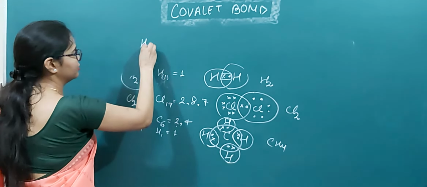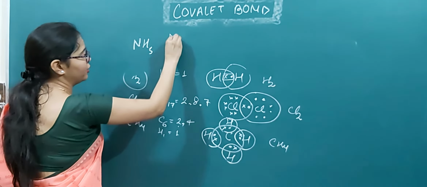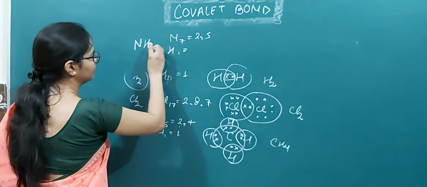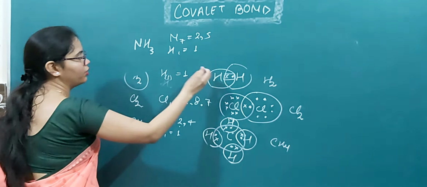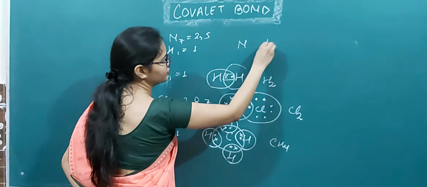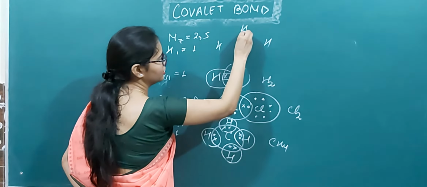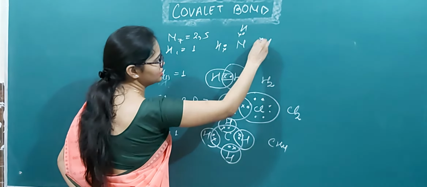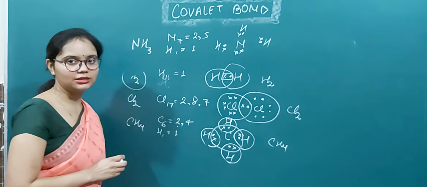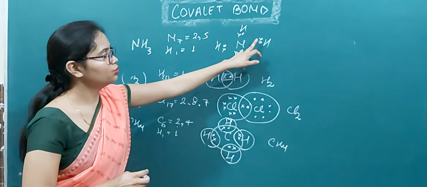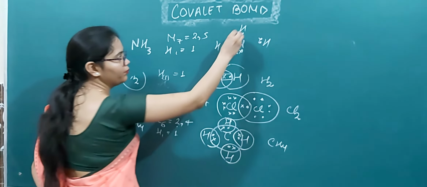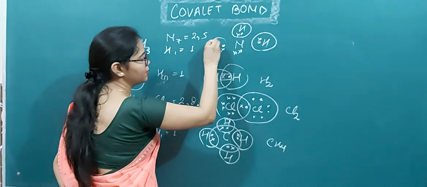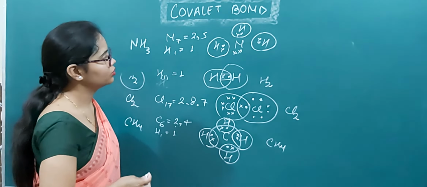for NH3, nitrogen 7 means 2 comma 5, hydrogen 1 means 1 electron. So for nitrogen, hydrogen, hydrogen, hydrogen, these are the electrons of hydrogen, and suppose these are the electrons of nitrogen. As nitrogen has 5 electrons, so 1, 2, 3, 4, 5. Now hydrogen completes its valence shell by sharing this pair.